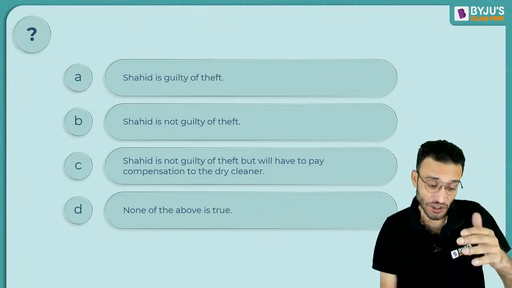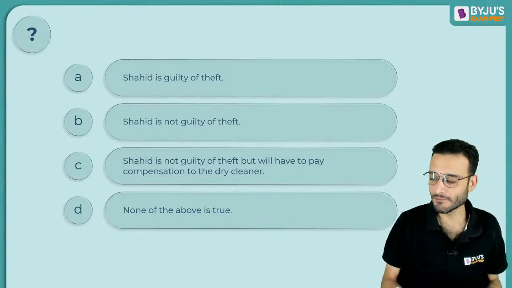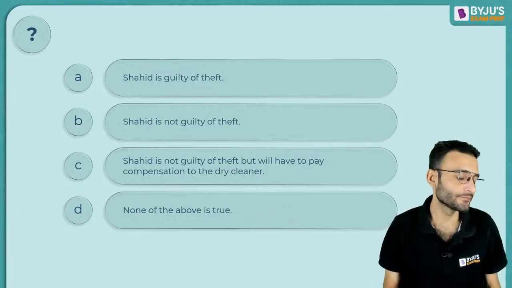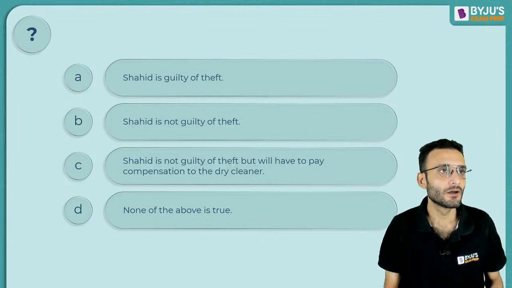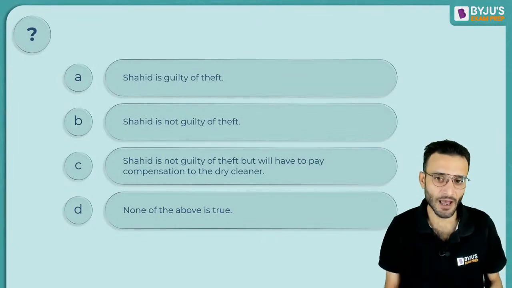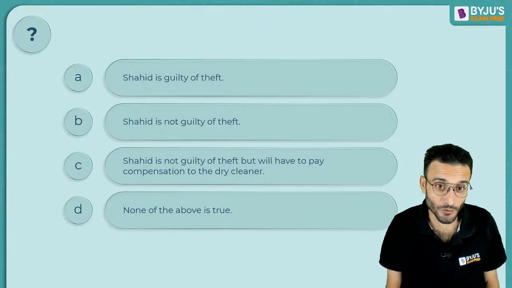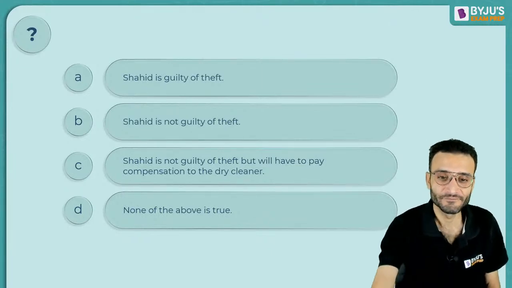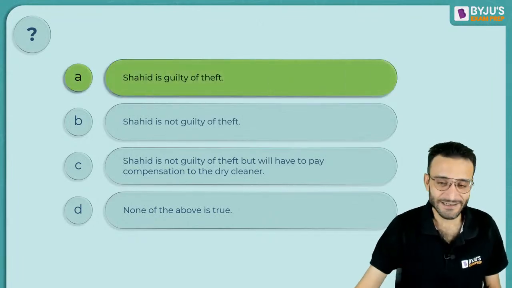Because suppose I go to a stationery shop and I give my pen for repair. Now, when the shopkeeper is not there, I flick that pen from there. Have I stolen my own pen? Yes, I have. I have stolen my own pen. Is that clear?